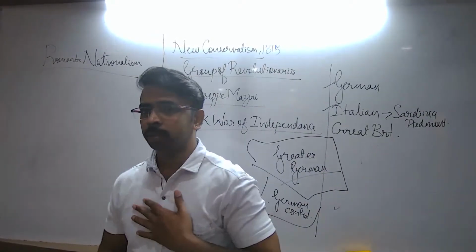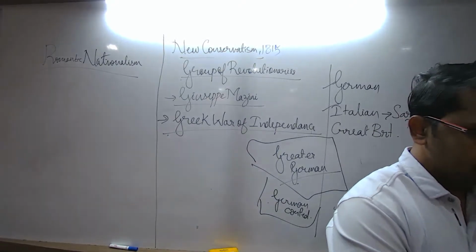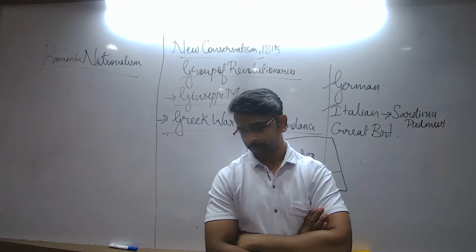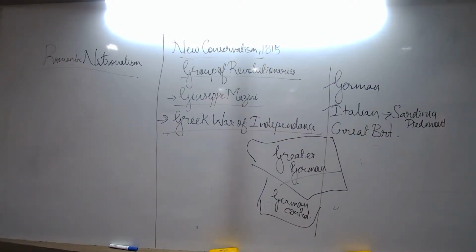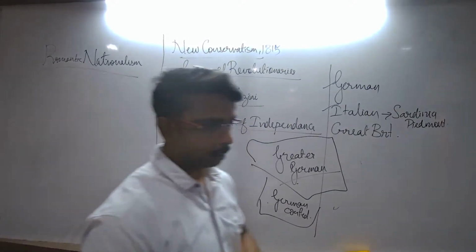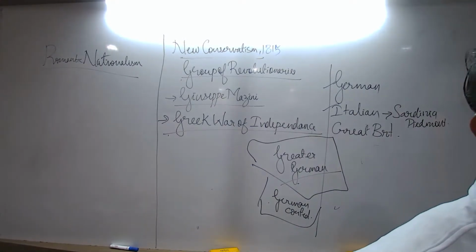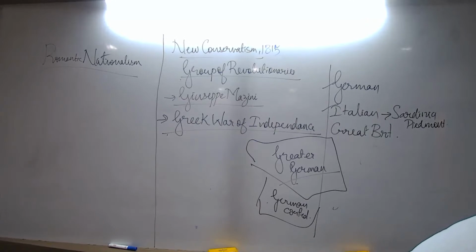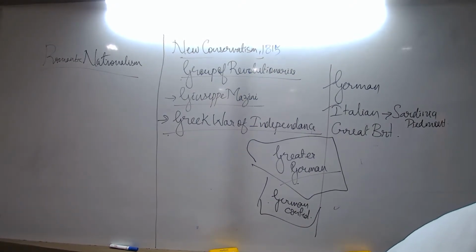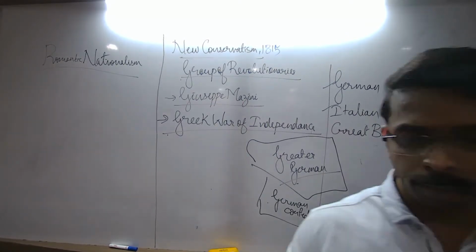So put the question only. Briefly explain the unification of Germany. Same question. Why Otto von Bismarck was regarded as the chief architect of German unification.